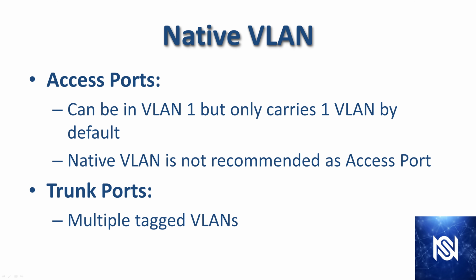Concerning the native VLAN, with access ports, you can only have that one VLAN on the access port. Assuming that you leave the native VLAN as VLAN 1, you can put access ports into VLAN 1, but this really is not best practice. Best practice is to leave VLAN 1 on its own and then assign the access ports to VLANs other than the native VLAN. Trunk ports allow for multiple tagged VLANs, and the native VLAN is carried by trunk ports automatically and is untagged, whereas the rest of the VLANs that the trunk port carries are tagged.